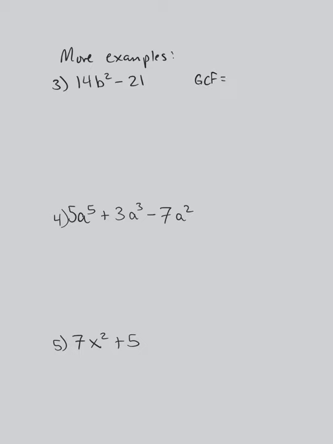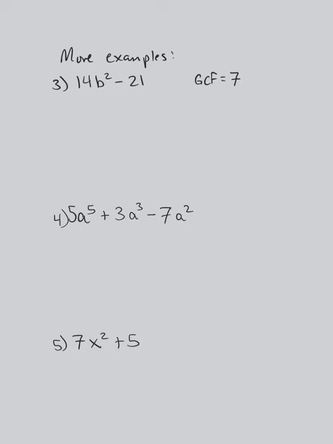Okay, so the first part of the GCF is the largest number that divides all the coefficients. So I have a 14 and a 21. What's the largest number that goes into both 14 and 21? 7. Okay, like that. Now, for the variable part, it's the smallest power that appears. So you might think it's b squared, but it's only if the variable appears in every term. And see, there's not a b in this one right here. So if the variable is not in every term, the GCF doesn't have the variable.